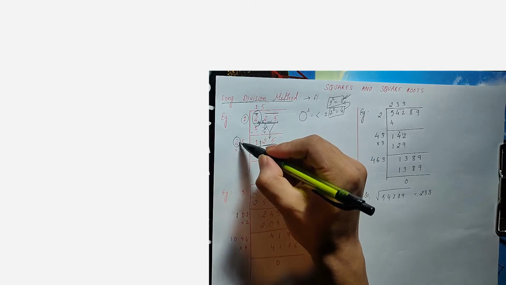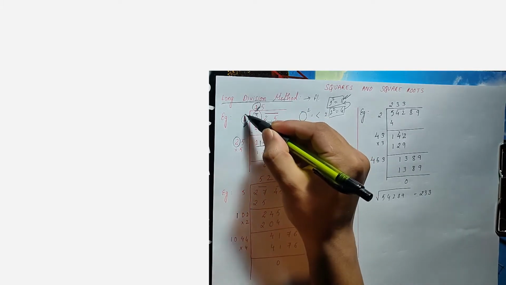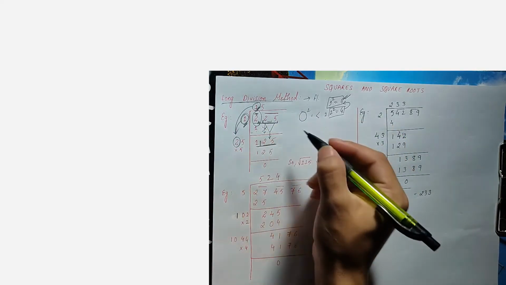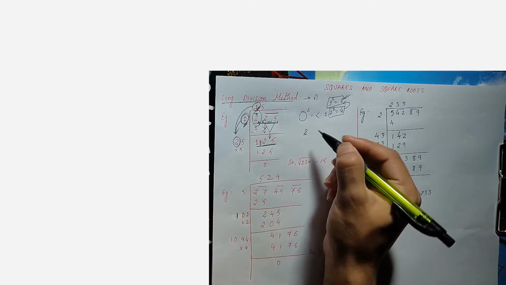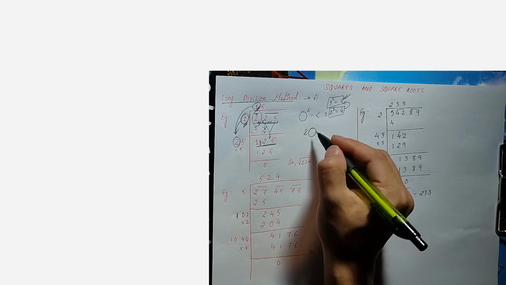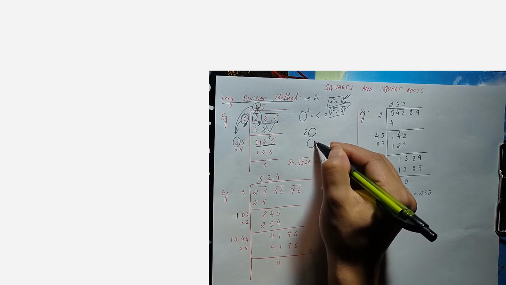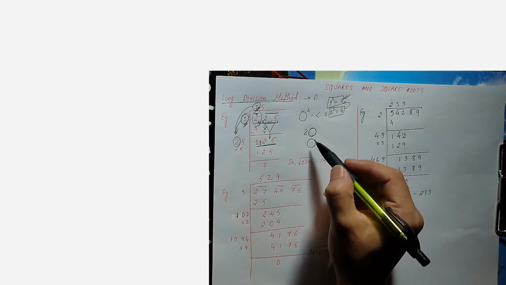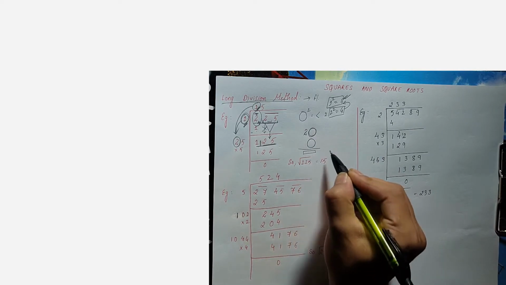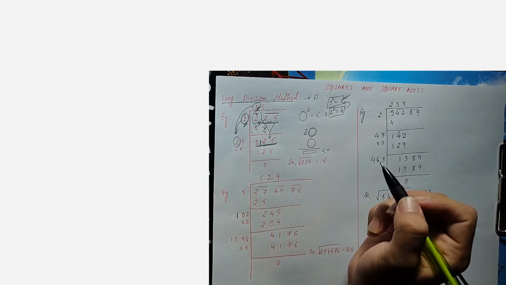How did I get 2? This 2 is nothing but 1 plus 1. 1 plus 1 gives you 2. Now your number is 2, and this will be followed by a number that you have to find in such a way that whatever number this is, it is multiplied with the same number, and the product of this, whatever you get here, should be less than or equal to 125.